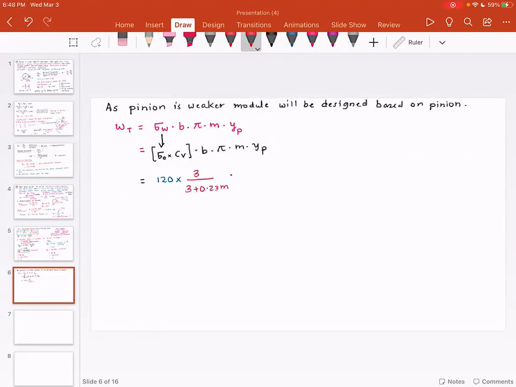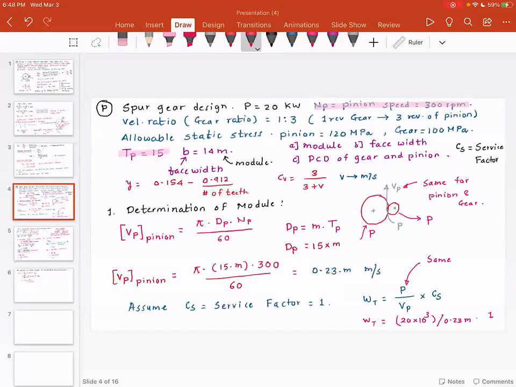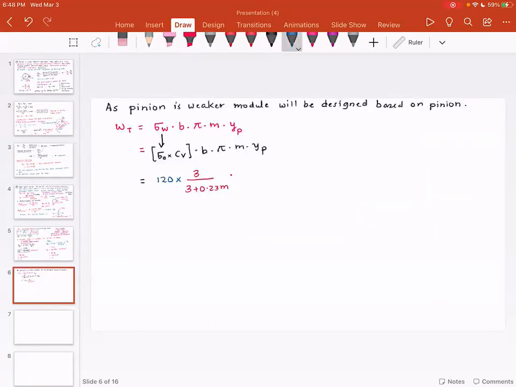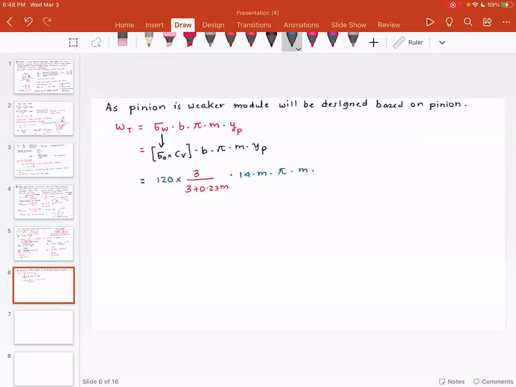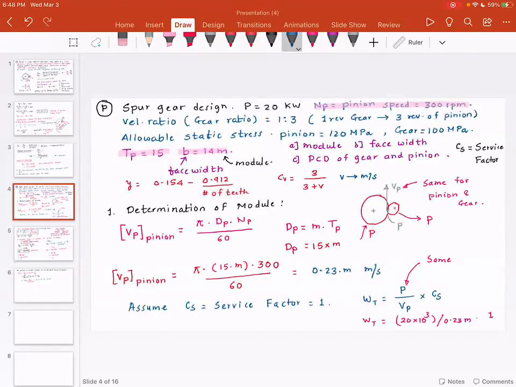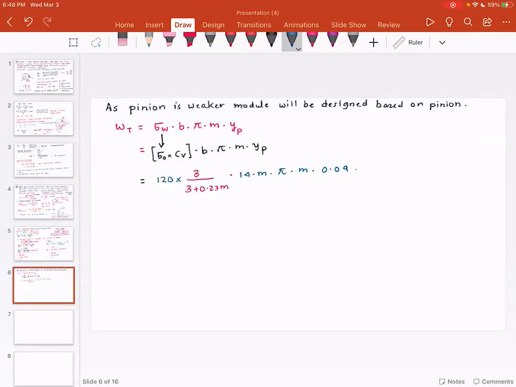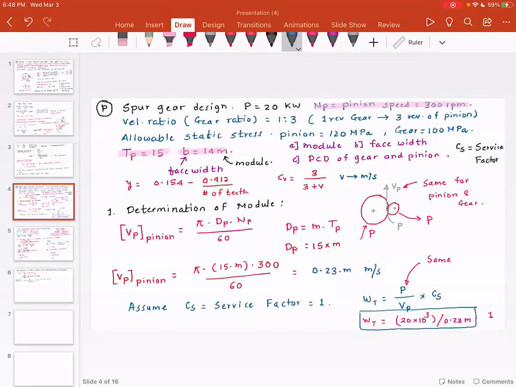Multiplied by B. Now recognize B is already given as the ratio. So the value of B, the face width, is 14 times module. So I will substitute B is equal to 14 times module, pi module multiplied by y of P, which is 0.09. And WT is a tangential load. And please note, we have found out the tangential load from this equation, which is 20 times 10 to the power 3 divided by 0.23 m.